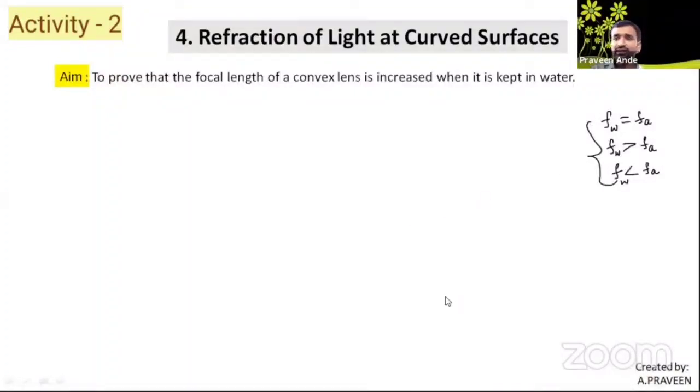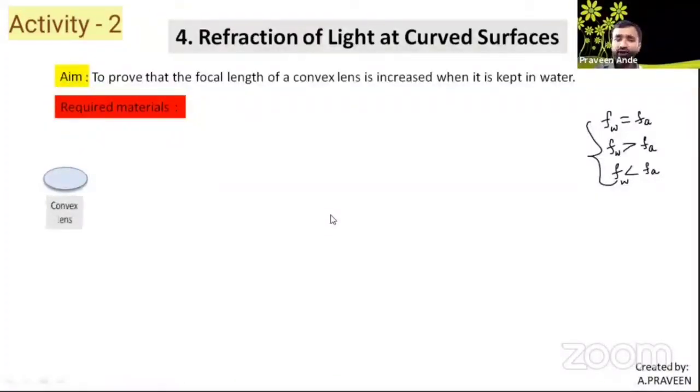To conduct any lab activity, we require a few materials. What are the required materials here, according to your aim? What is required first? I require a lens, that is a double convex lens with the known focal length. Already I decided that the focal length of the lens is 30 centimeters. Is it clear? In the previous lab activity, I decided the focal length of the double convex lens is 30 centimeters. So remember that the focal length of the lens in the air is 30 centimeters.